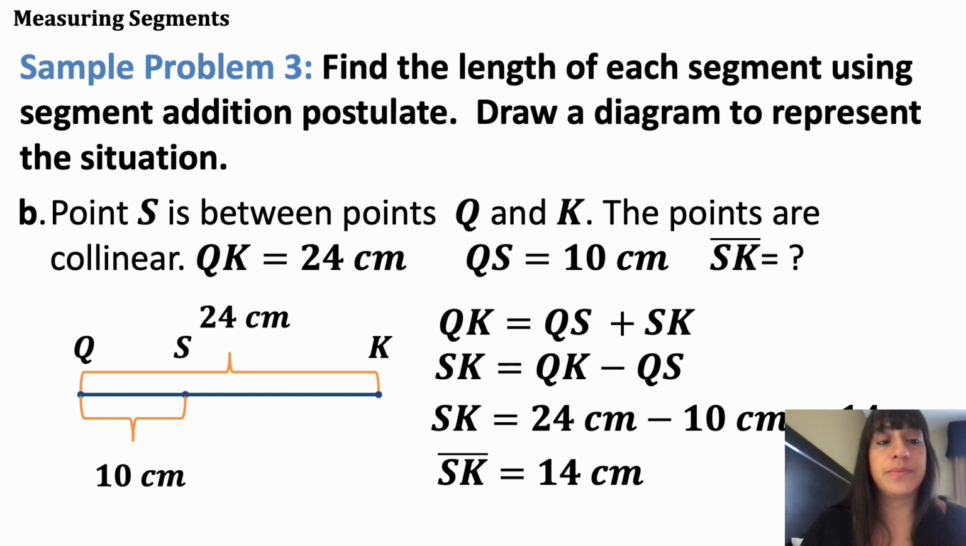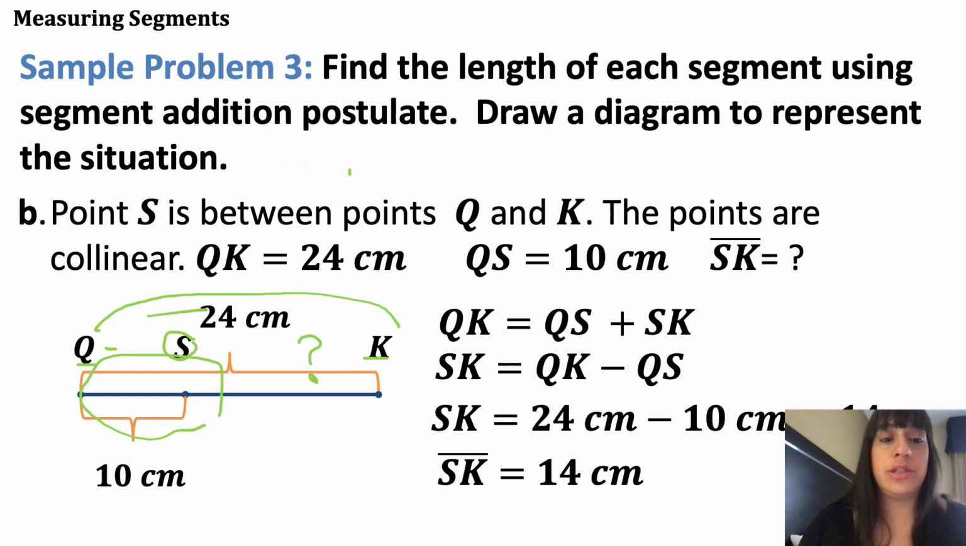In this problem, we have Q to K. Let me read it. So sorry. Point S is between points Q and K. The points are collinear. So first step is to draw our picture with S in the middle, Q and K on both sides. We have, in this case, the whole thing, and we have this part. This is the part that we're trying to find out.